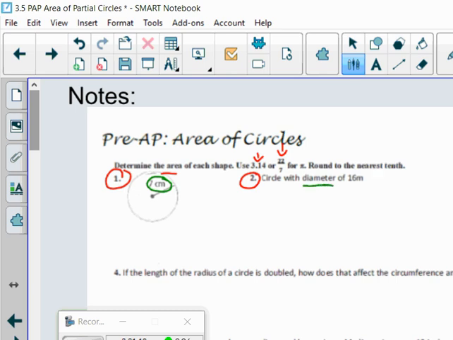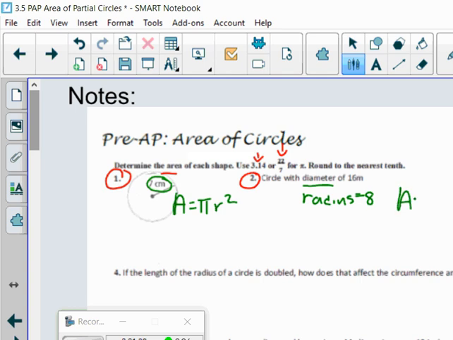Is there a diameter formula to get area? No. So what am I going to need to make sure I do beforehand? Yusra? Divide it by 2. So let's go ahead and do that so we don't forget. So the radius is going to be 8. Okay? So I want to see formula, substitute, solve for both of those problems.